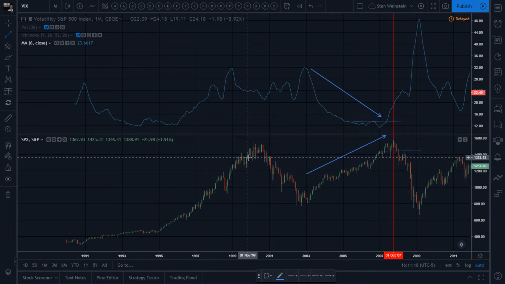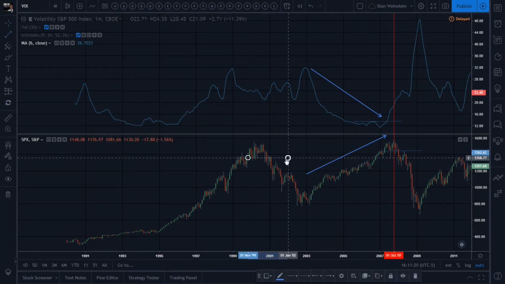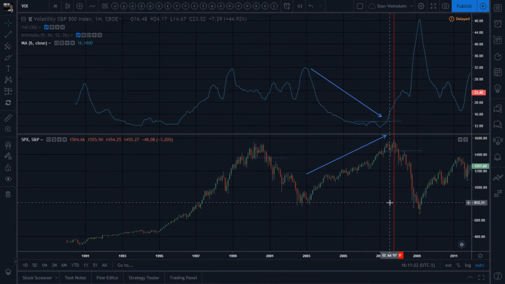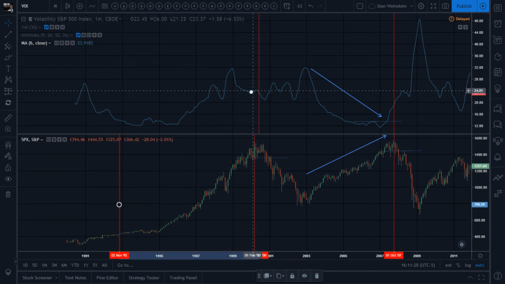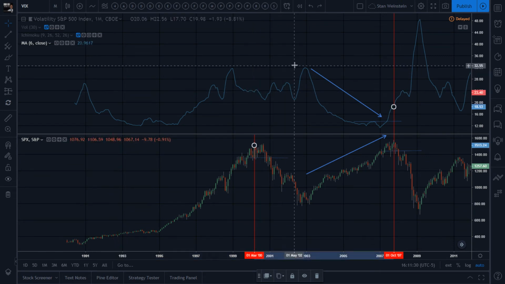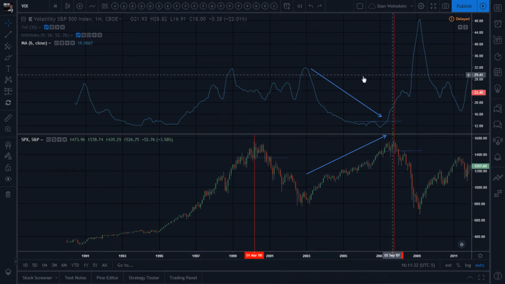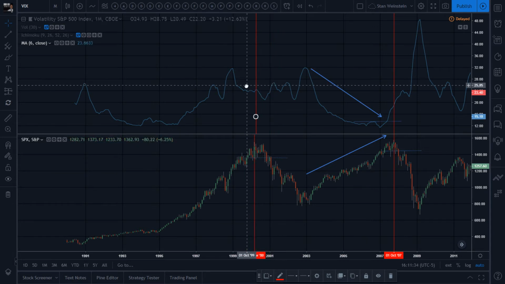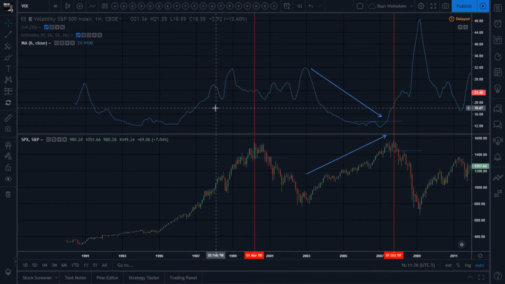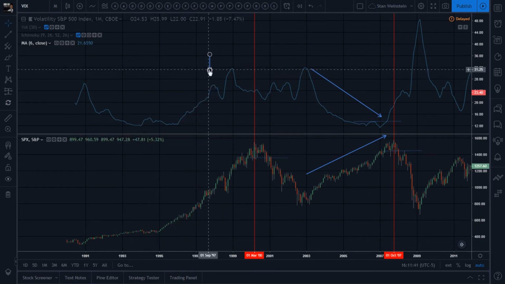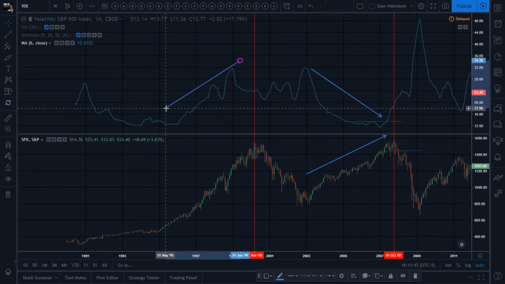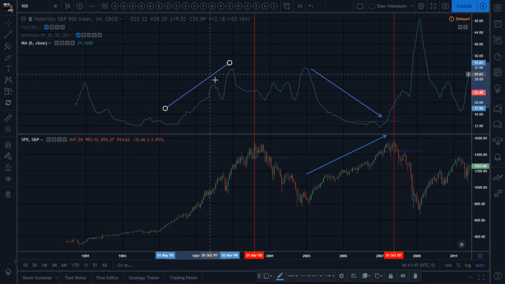So there was a breakdown right here. Let's see the embryonic breakdown. Where's my high? My high was here. Let's see. So the VIX was going up. All right, it was going up all the way up to here.